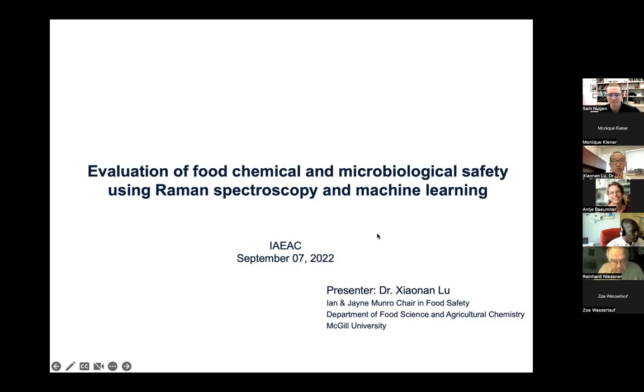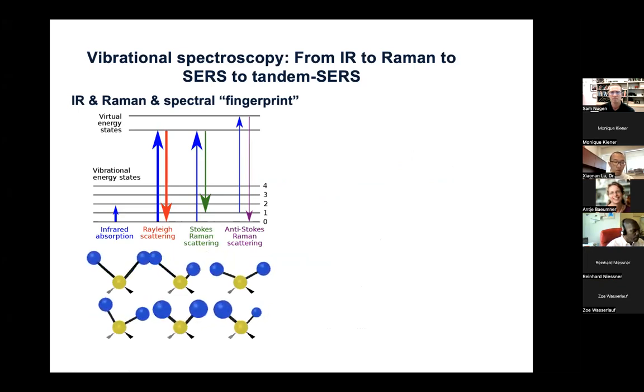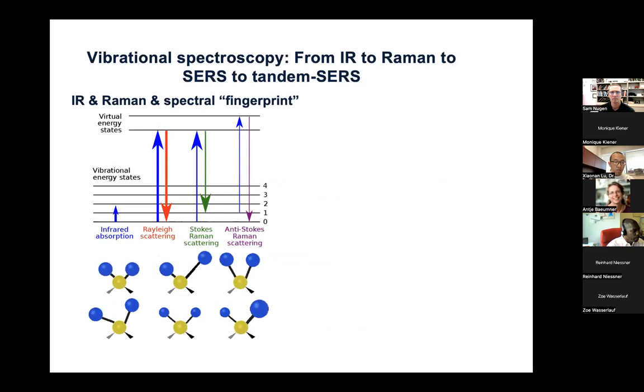The topic for my presentation today is related to using Raman spectroscopy coupled with machine learning to evaluate some food chemical and microbiological hazards. So firstly, I want to introduce some basic fundamental issues about Raman spectroscopy. Maybe some of you heard about vibrational spectroscopy before, and you heard about infrared spectroscopy before.